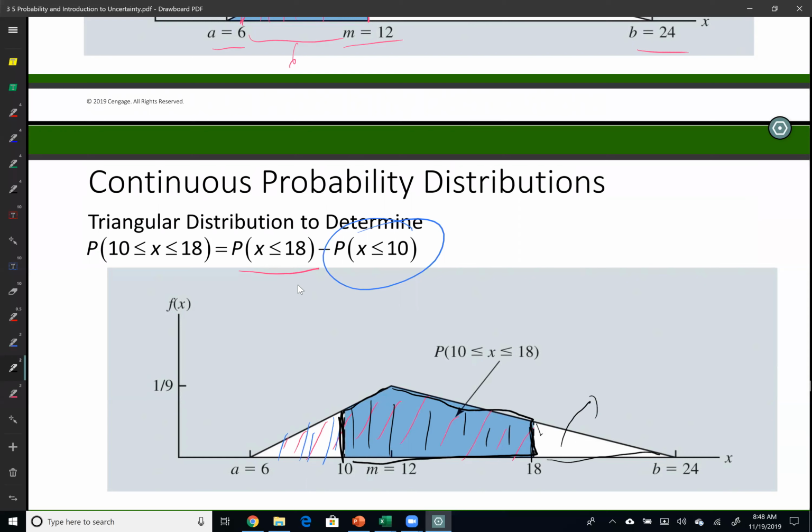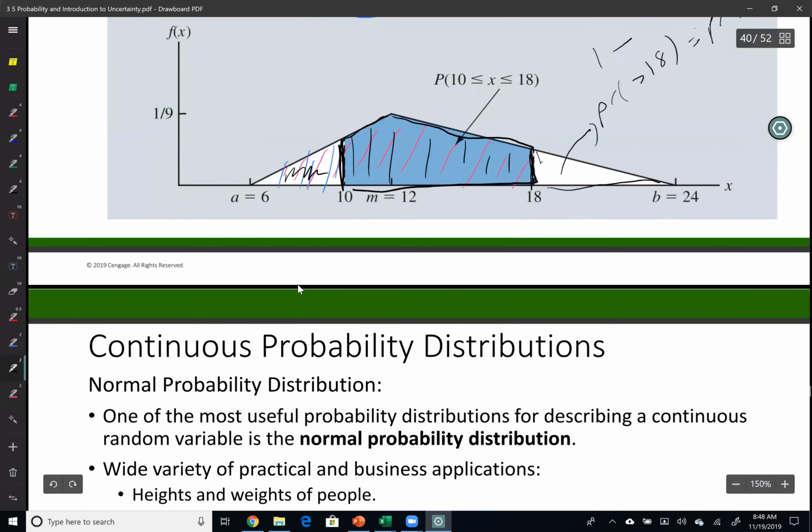and I just don't want to go into so much detail, but then 1 minus that will give you the probability of greater than 18, and then you could do 1 minus that. That will give you the probability of less than or equal to 18. And then I could do this area, which is easy to calculate, the probability of less than 10, and then this minus that.